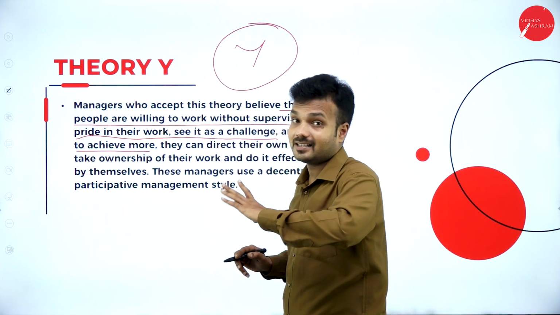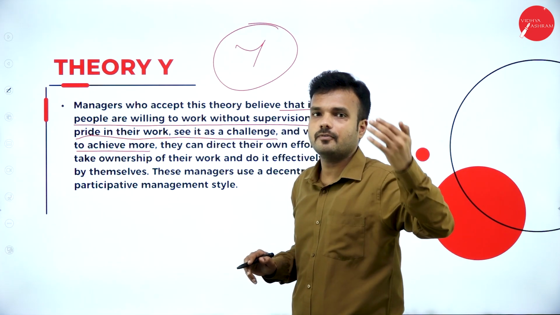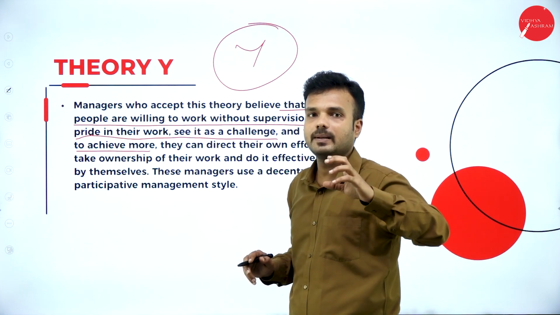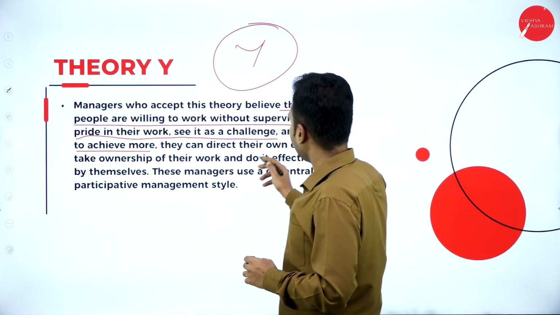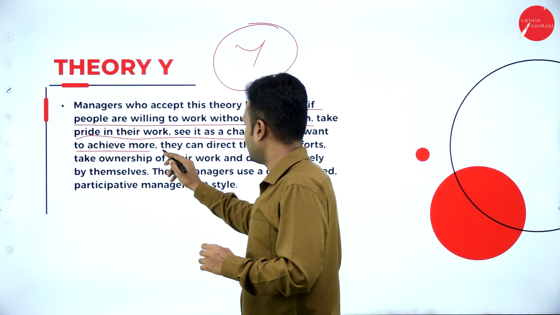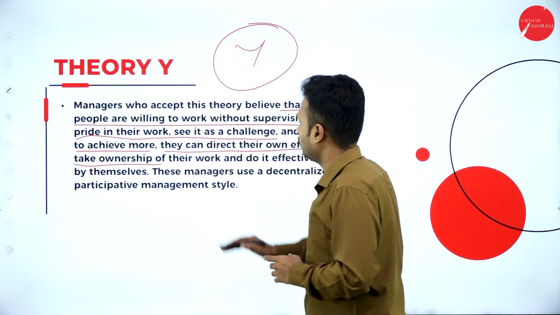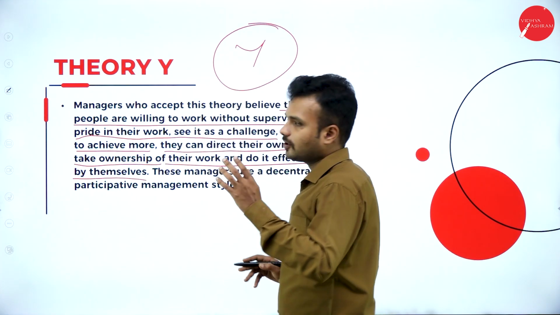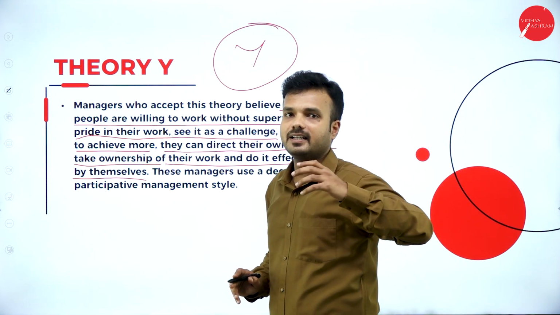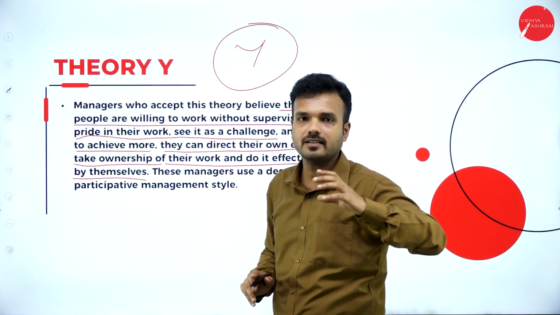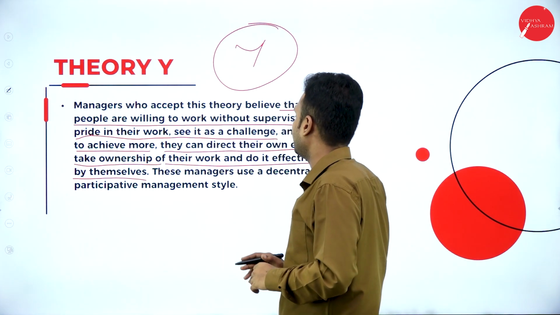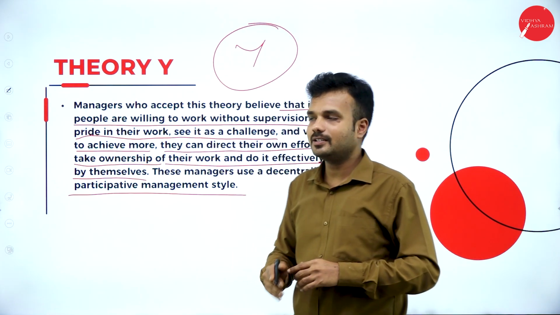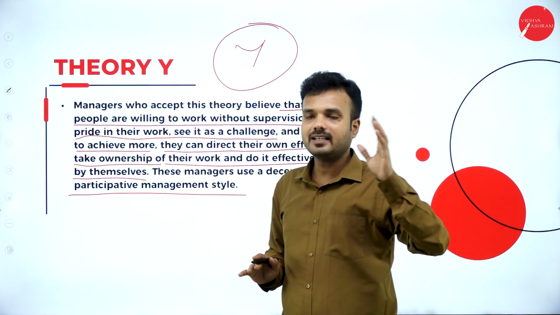But these things do not happen in Theory X. They find a way for escapism, they won't work effectively, and each and every piece of work must be monitored, right? In Theory Y, they can direct their own efforts with ownership. They are going to direct their own efforts, take ownership of their work, and do it effectively by themselves. A sense of belongingness is created in their minds and they work effectively and efficiently. These managers use a decentralized participative management style. So they are going to decentralize the management style.